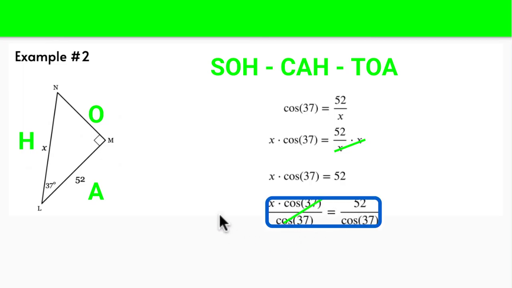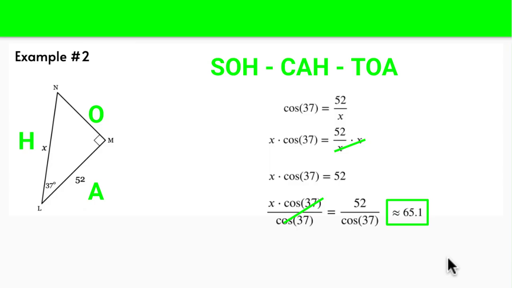Now the cosines here have canceled. And what we now have is 65.1. That's just 52 divided by cosine of 37 in your calculator, and 65.1 would then be our answer.